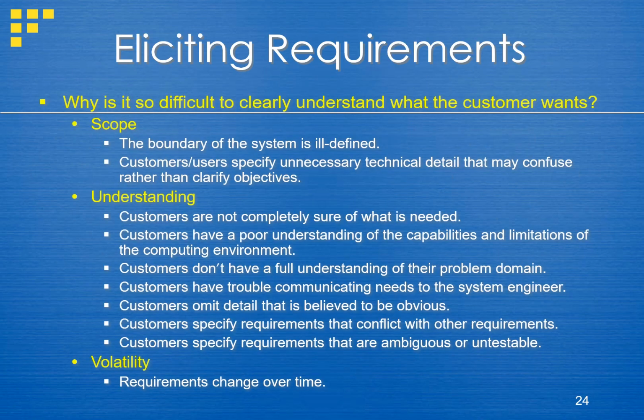Right? Now the second step talks about elicitation of requirements. So why is it so difficult to clearly understand what the customer wants? Because there are terms like scope, understanding and volatility. So what is the extent, what is the limit of the system or product to be developed or manufactured? Scope will explain the boundary of the system. The customers or users specify unnecessary technical detail that may confuse rather than clarify objectives.